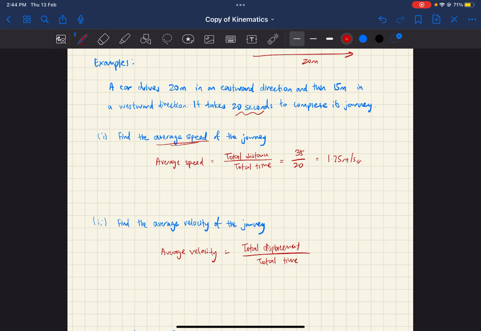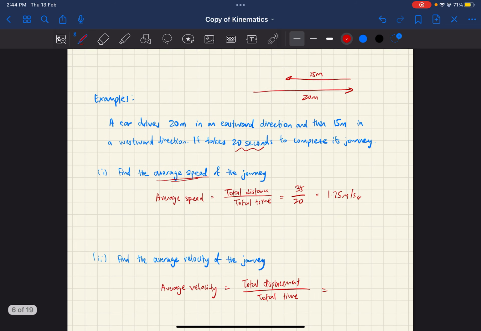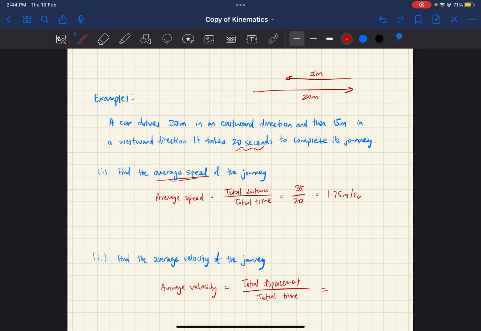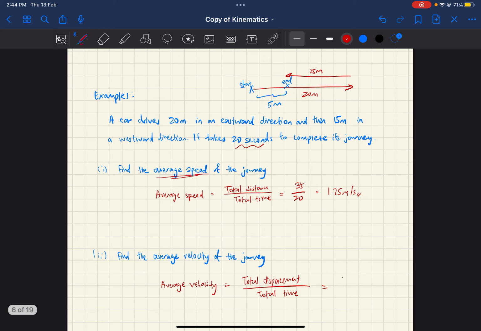So what is the total displacement of this man? If he travels 20 meters eastward, meaning to the right, and then travels 15 meters to the left, your total displacement will be from the start, which is over here, to the end point, which is 5 meters in total. When you put it into the calculation of your average velocity, it will be 5 over 20, so it will be 0.25 meters per second.